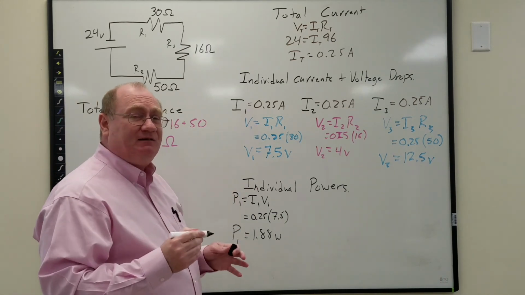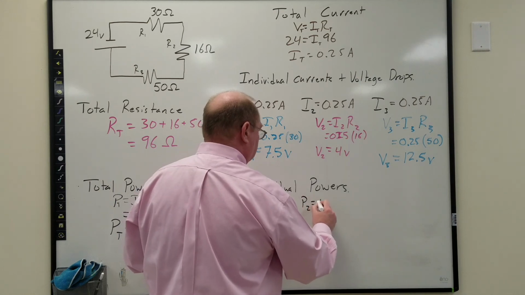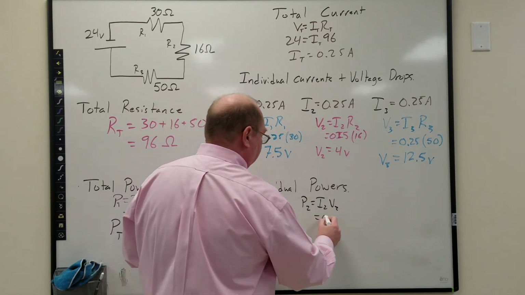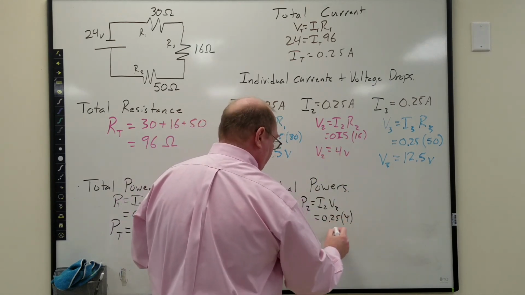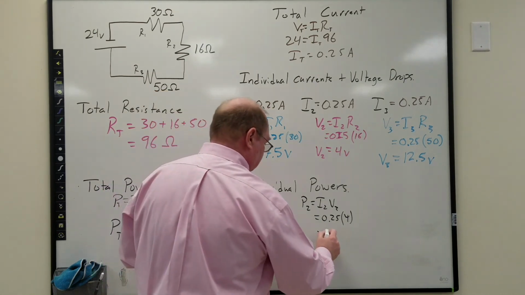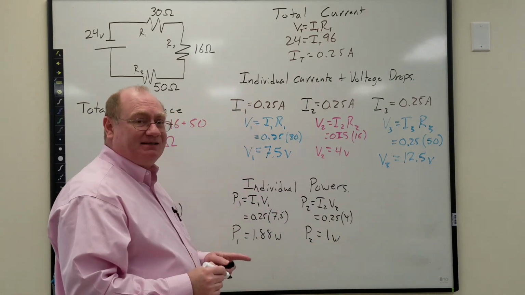We're going to do this again for each resistor. Current again, 0.25. Voltage drop for this one is 4. So we do this one, we get 1 watt of power given off by that second resistor.